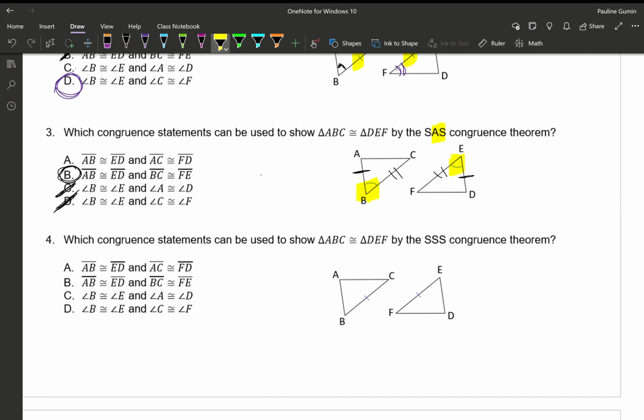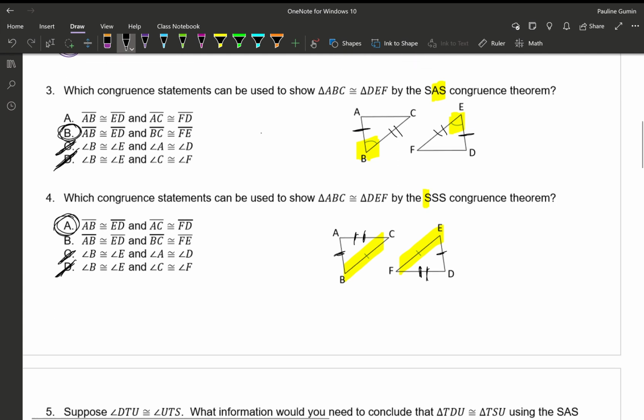Let's do the same thing for number four. Let's make these triangles congruent by SSS. I don't know which S this represents. Probably the first one because it has one tick mark. And that's this side. We need two more sides so that I can cross off C and D. Those are angles. We have AB congruent to ED in both of them. So that means we'll need AC congruent to FD. So let's see, AC, FD. There it is, number 4A.